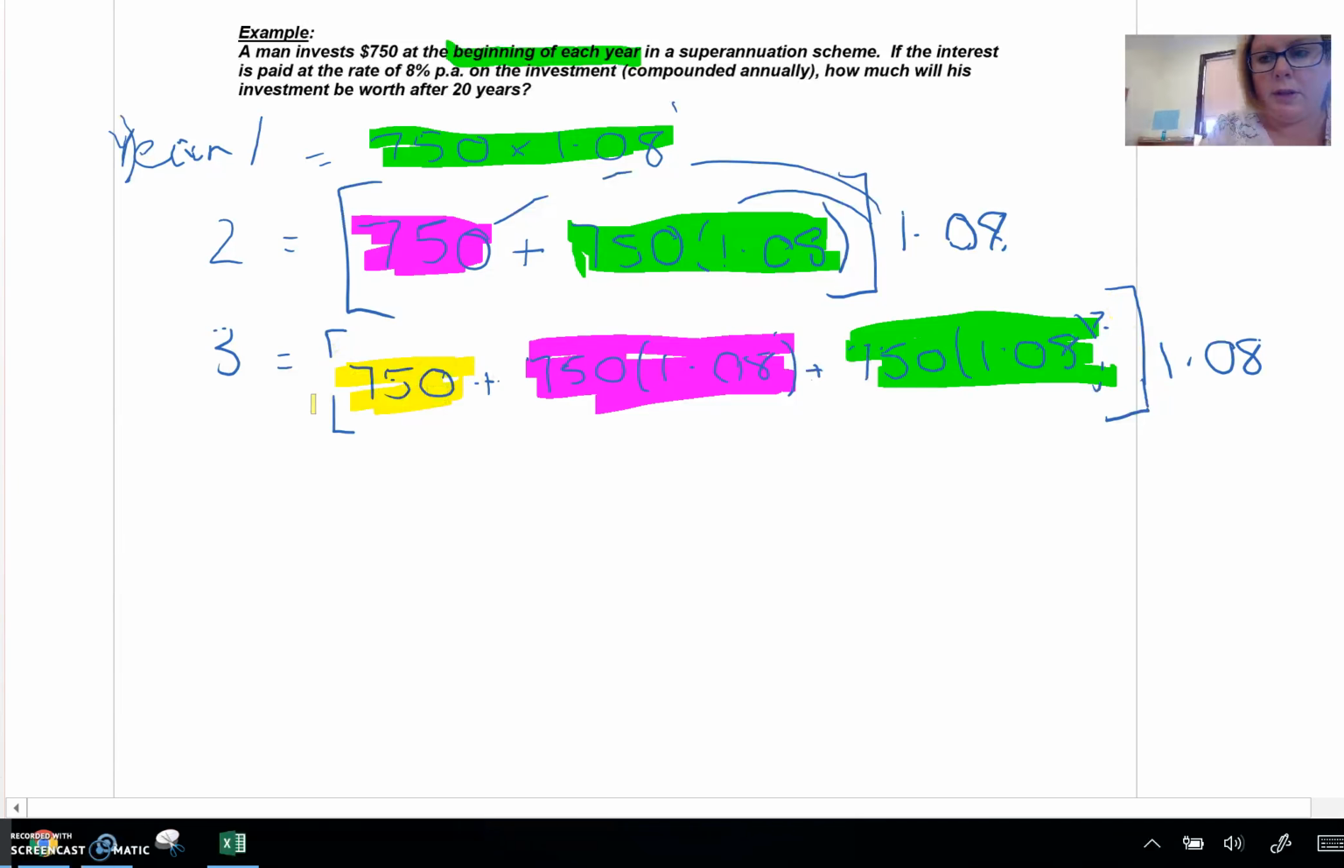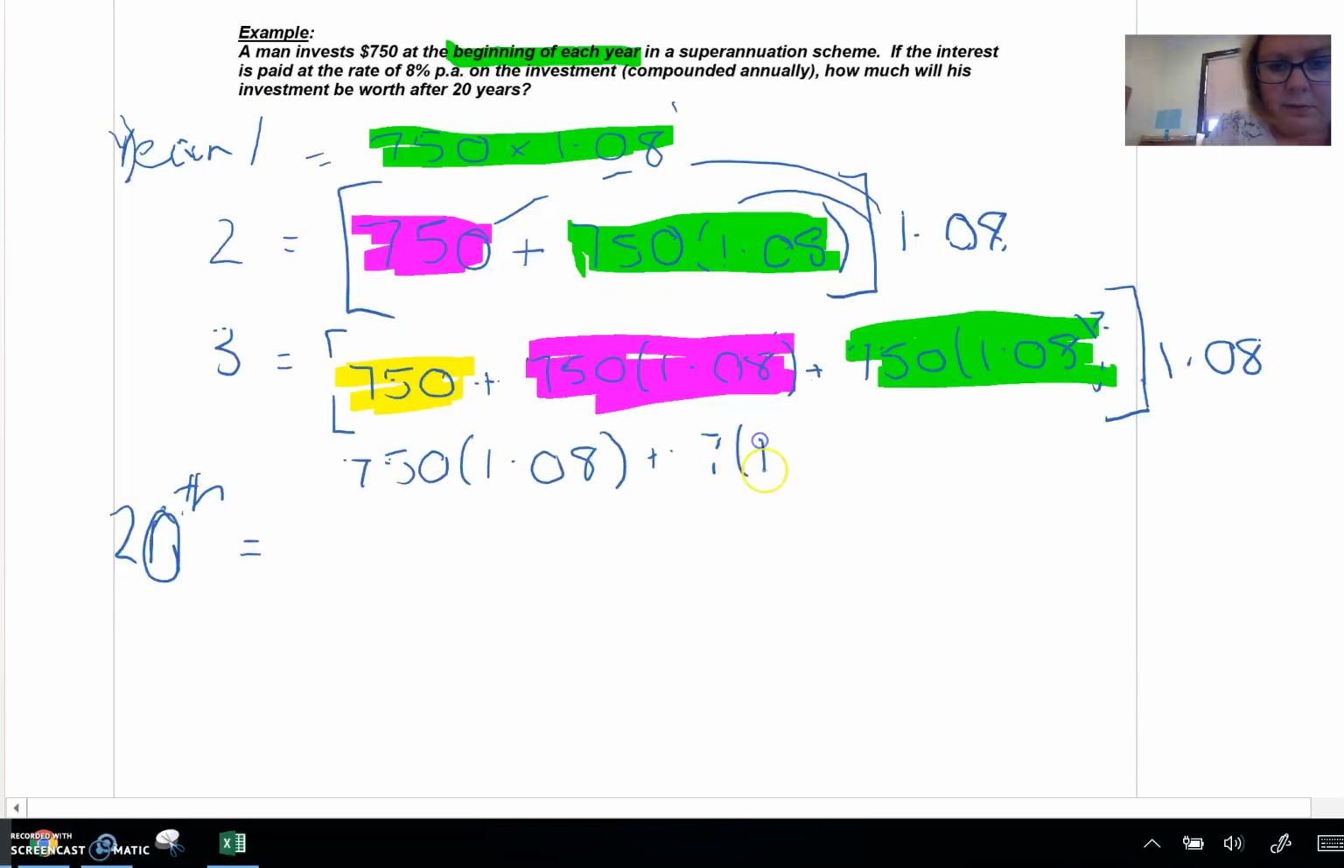Now, if I was to do the fourth year, you could probably guess the pattern. We're not so much interested in the fourth year, we're interested in the nth year or the 20th year. Let's go to the 20th year. We've got this pattern happening, and I'm just gonna expand this. 1.08 squared plus 750 times 1.08 cubed. Now let's note that the third year, the number of the first payment is the same.